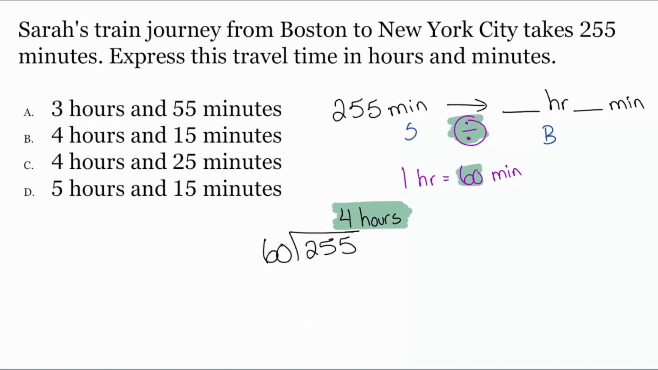Now we need to understand what the number of remaining minutes are. 60 times 4, that's going to be 240. And when we subtract 255 minus 240, that's a remainder of 15. 15 remaining what? What units should we use there? Correct, minutes. 15 remaining minutes.